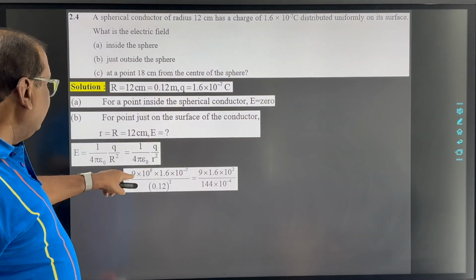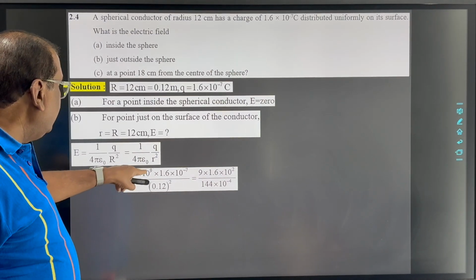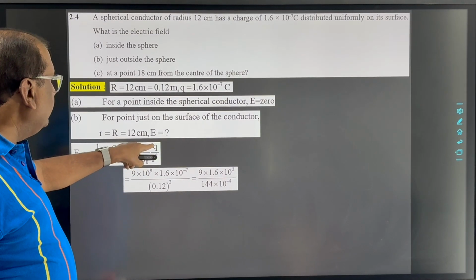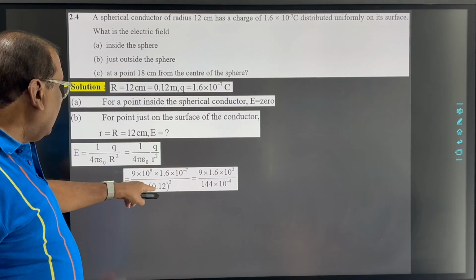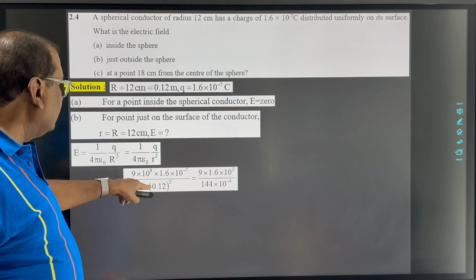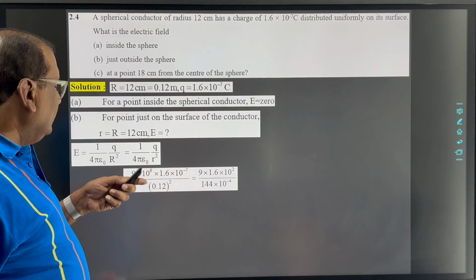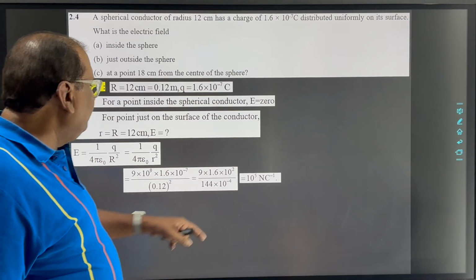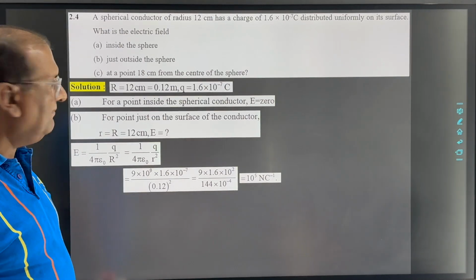Now substitute the values. 1 upon 4 pi epsilon 0, that is k, so 9 into 10 raised to 9. Q, that is 1.6 into 10 raised to minus 7. R, that is 12 centimeter, so that is 0.12 meter. Now solve this one. So you will get electric field, that is 10 raised to 5 Newton per coulomb.